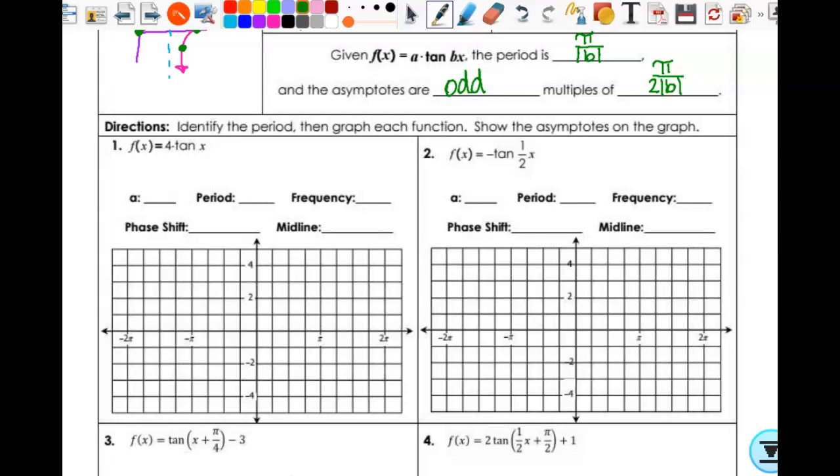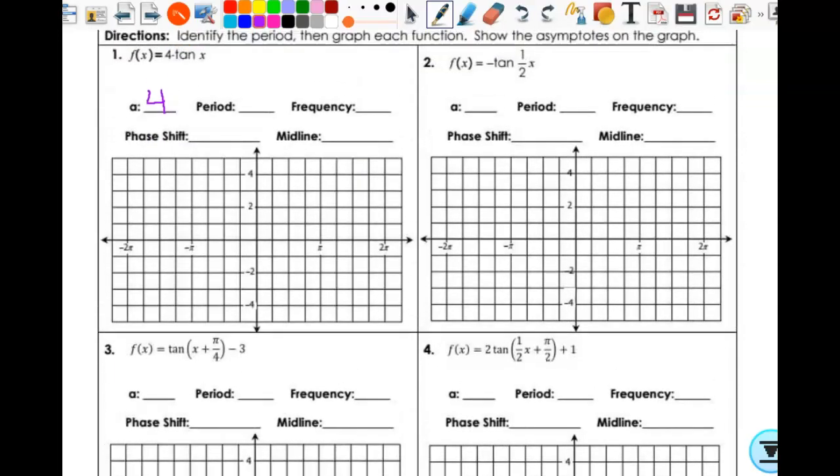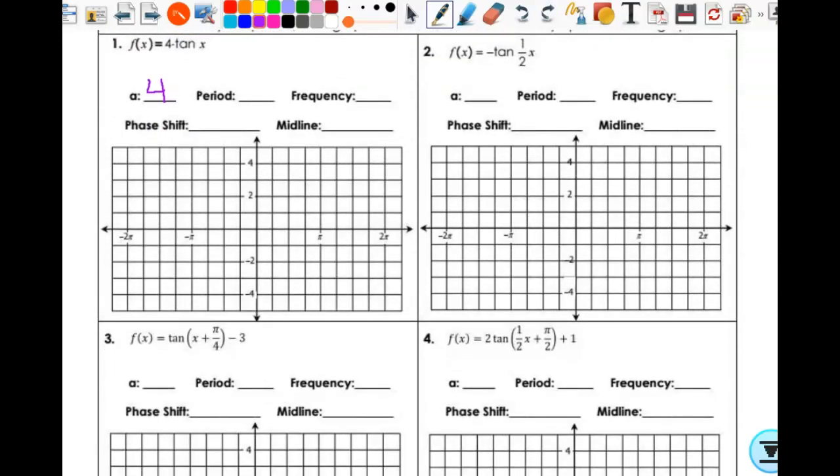Okay. All right, let's work through some graphs together here. In number 1, what is A? Try again, 4. Okay, I wish I had put frequency first, but I put period first, but we're still going to talk about frequency first. What's the frequency? 1. The frequency is 1 because B is 1, which means what is the period? Pi. Do I have a phase shift? No, so that's 0, and my midline is y equals 0.